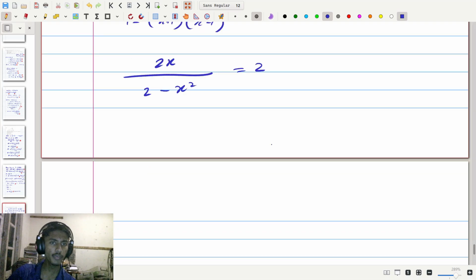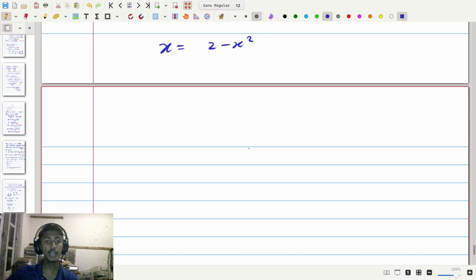So 2x over 2 minus x squared equals 2. Simplifying this down, we can cancel this 2 for this 2, leaving us with x equals, and we take this to the other side, 2 minus x squared. So we get x equals 2 minus x squared, and if you simplify this, we get x squared, and then if we take this to the other side, we get plus x, and minus 2 equals 0.